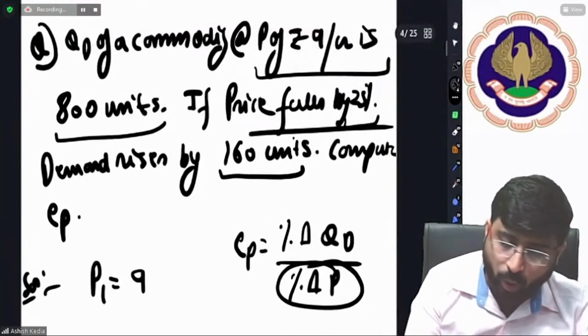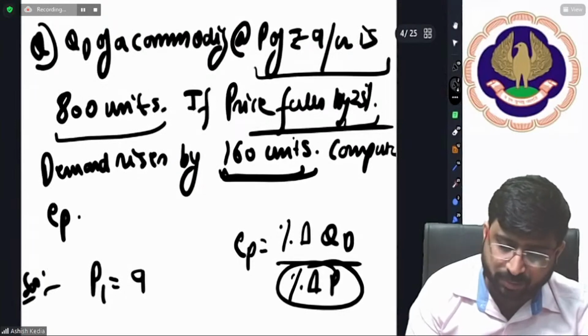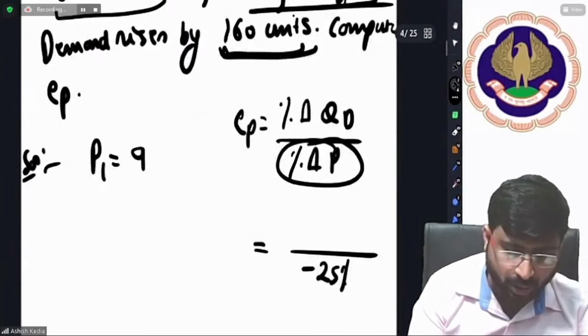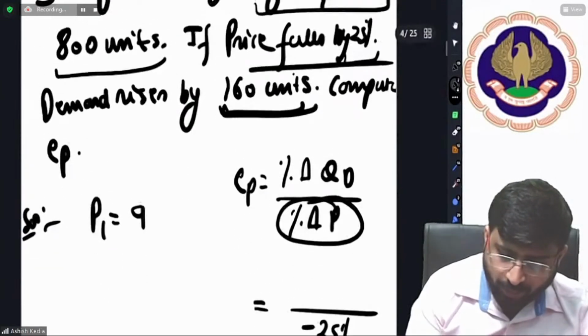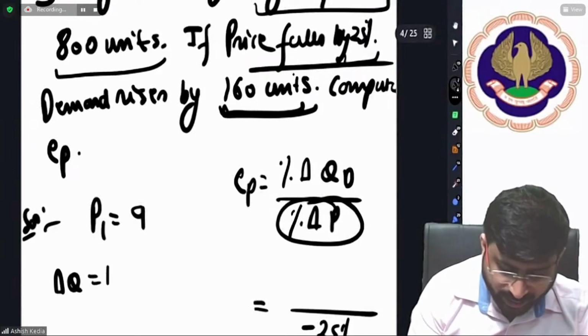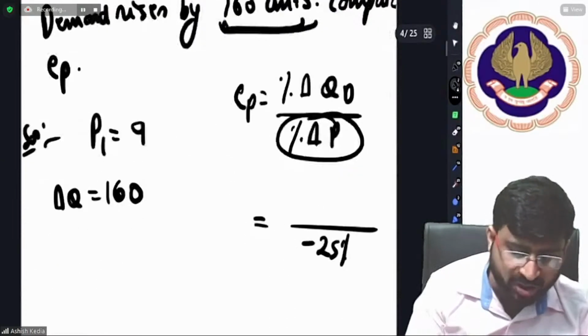But now what happens to quantity? Quantity rises by 160 units. So if you talk about change in quantity, it is 160. What was the original quantity?